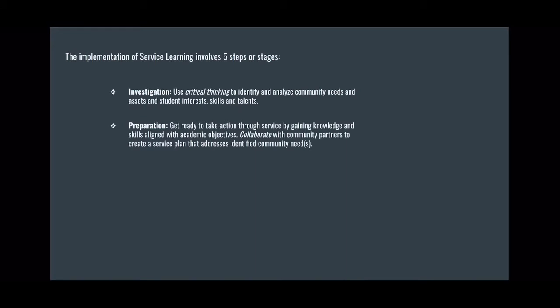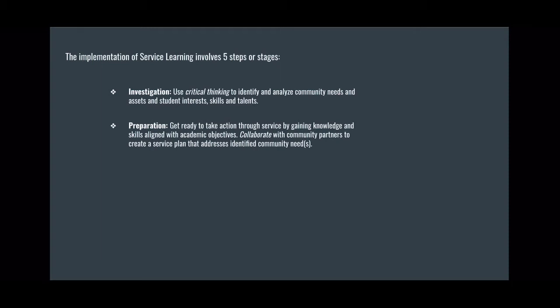According to youthpower.com, service learning implementation consists of 5 steps or stages. The first step is called investigation. In this step, the class uses critical thinking to identify and analyze community needs and assesses their own interests, skills, and talents. In the next stage, students will prepare to take action through service. This is through gaining knowledge and skills aligned with academic objectives and collaborating with community partners to create a service plan that addresses and identifies community needs.